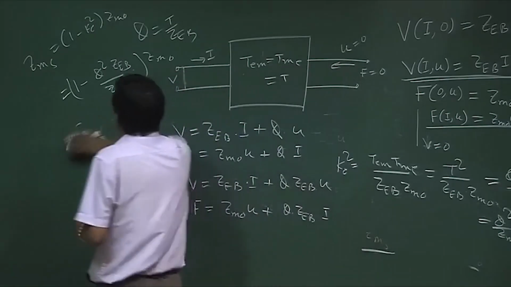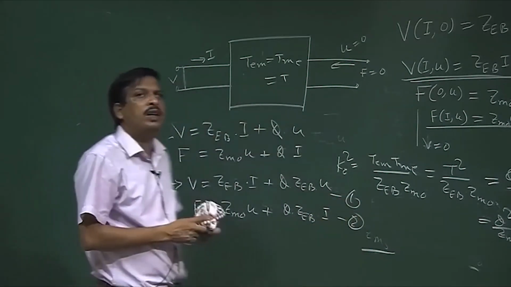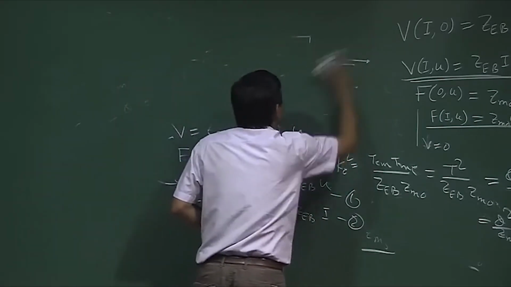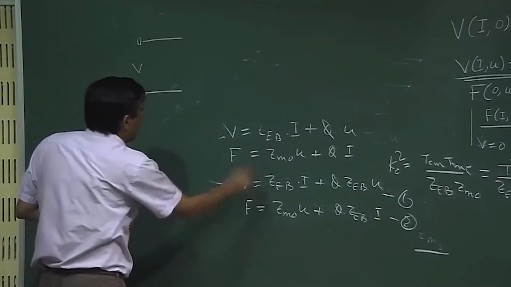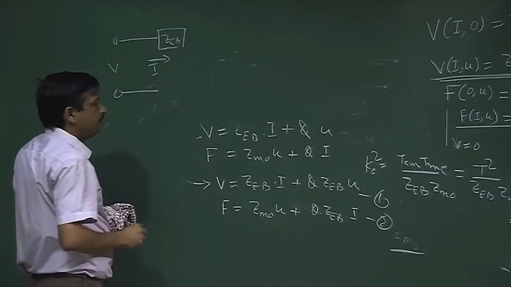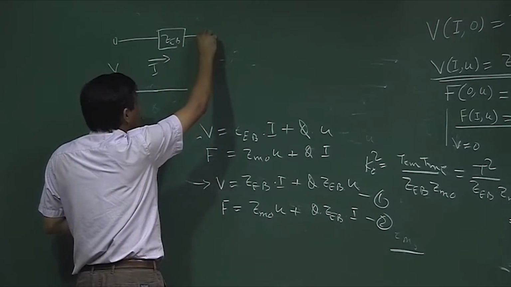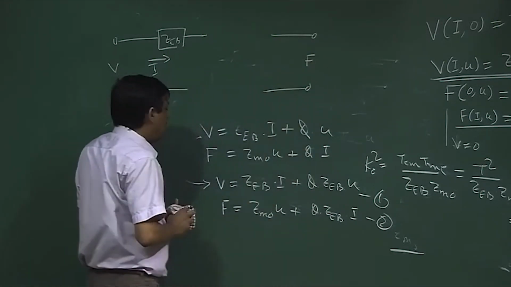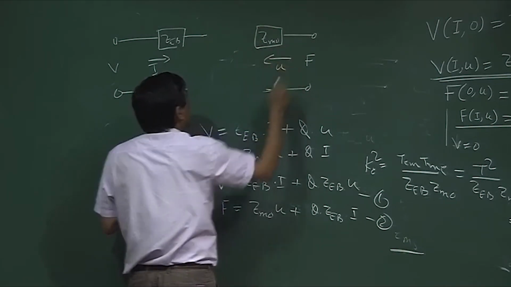Now, if this is equation number 1 and this is equation number 2, can you draw the equivalent electrical circuit? Let us try to draw it from these equations. I have an electrical side where the applied voltage is V. There is an impedance ZdV, and the current I is flowing. On the other side I have a mechanical force and an impedance ZMO, and the particle velocity U is flowing.